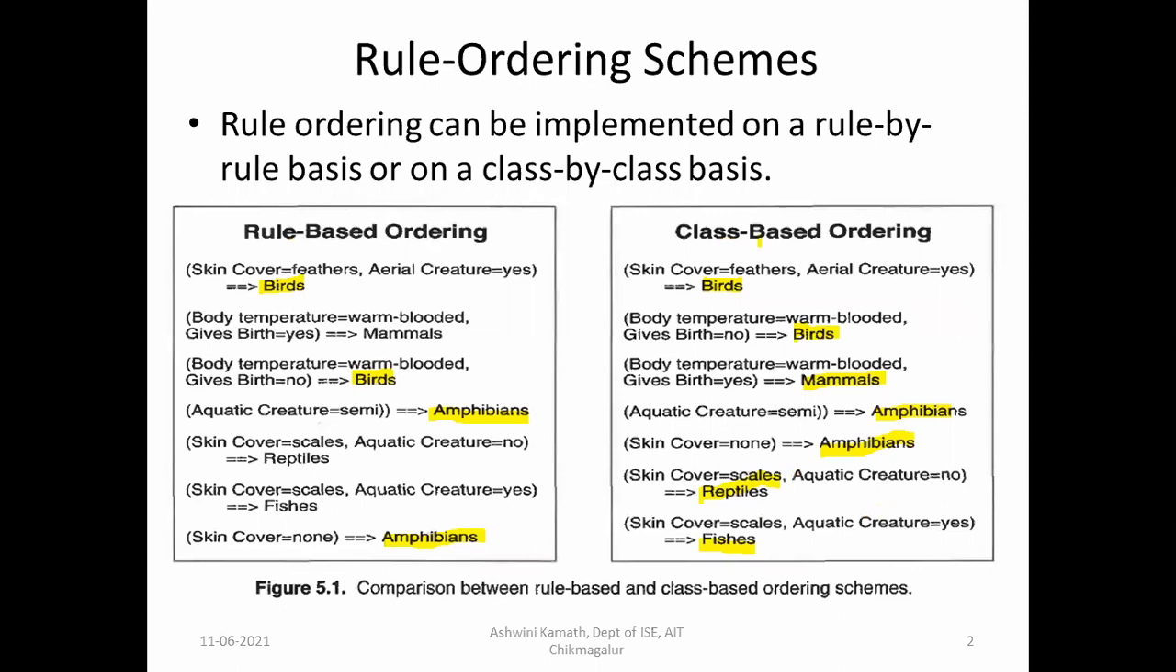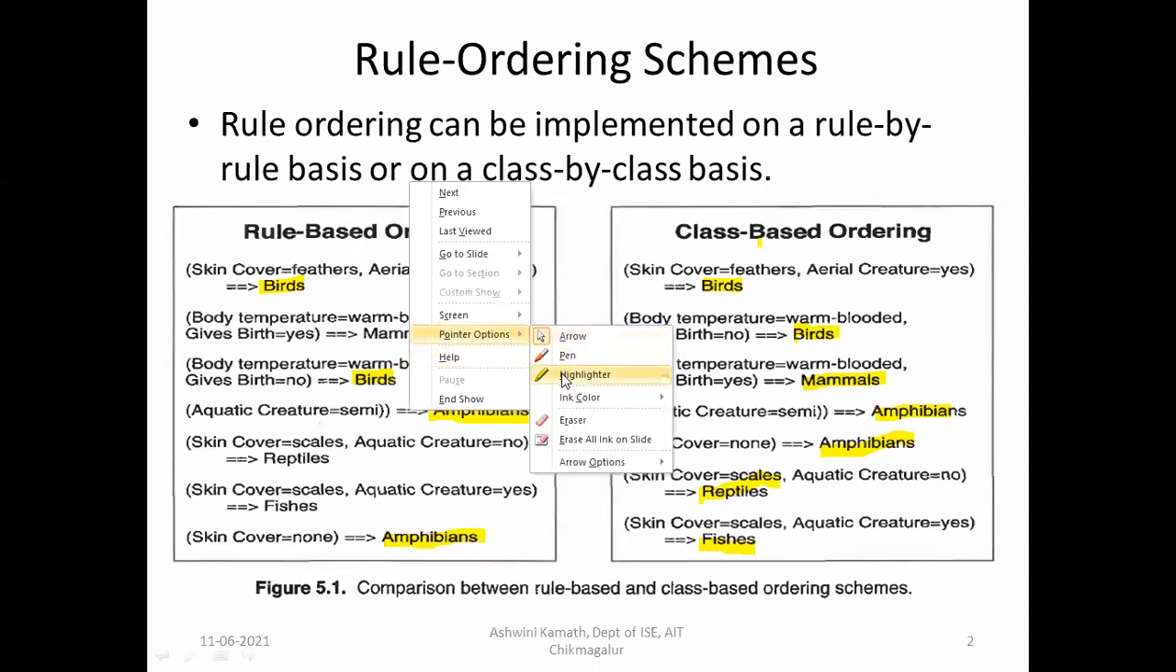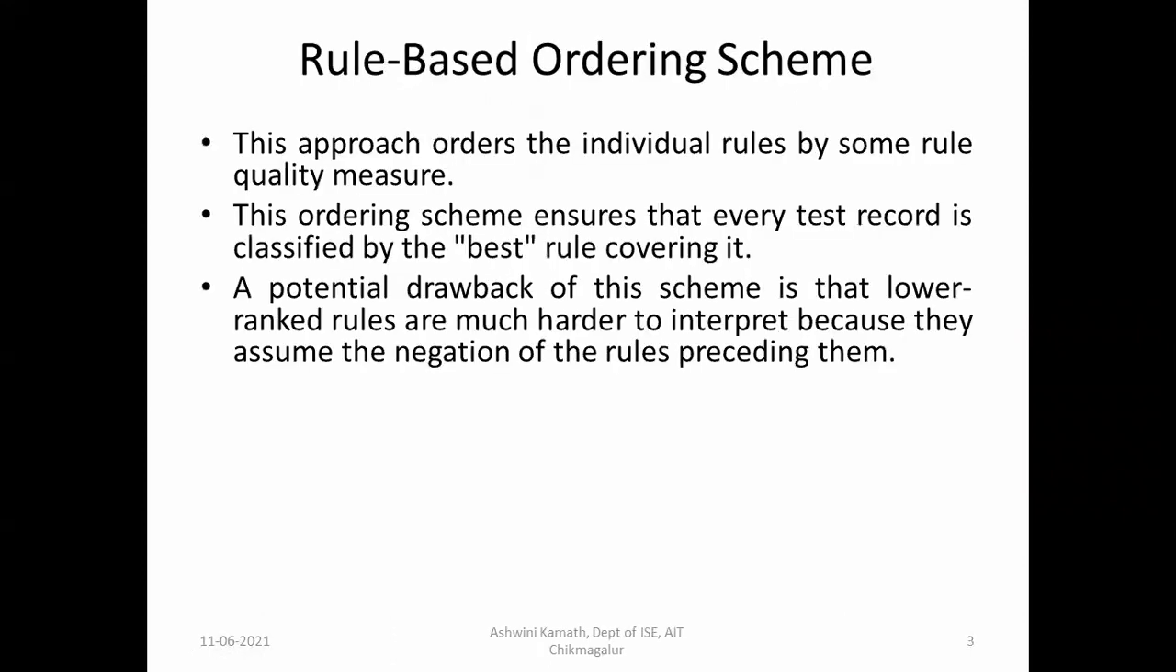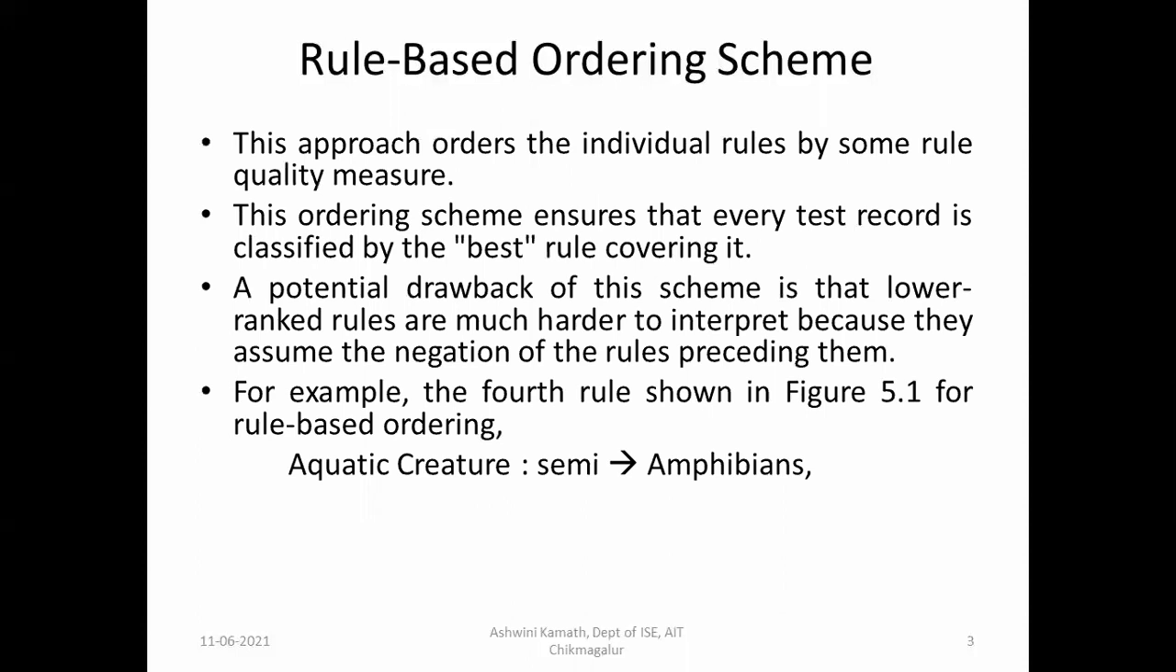This is the rule which we are considering. It will negate the previous rules. If it is not having feathers, if it cannot fly, if it is not warm-blooded, then it will be considered as amphibians. Whatever the previous rules we have, that will be negated here. I hope you understood. That is the potential drawback of the rule-based ordering scheme.